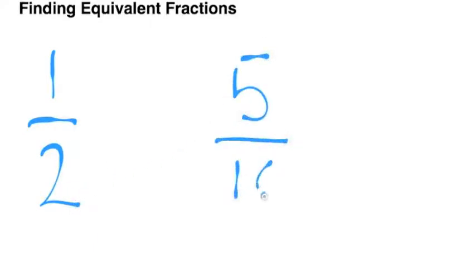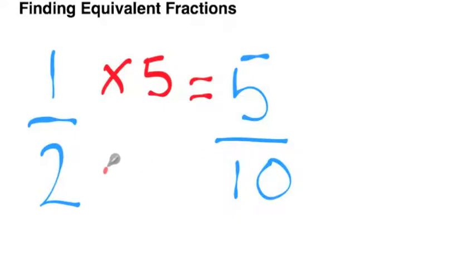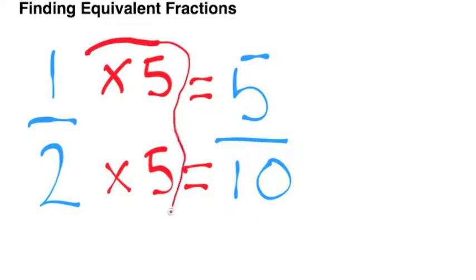Okay, let's look at our 1/2 and 5/10 once again. How do you get from 1 to 5 in that numerator? Well, you can multiply 1 times 5, and that'll get you to 5. Okay? You could do the same thing with 2. 2 times 5, and that'll equal 10. So the way we do this is we can multiply the numerator and the denominator by the same number to create an equivalent fraction.